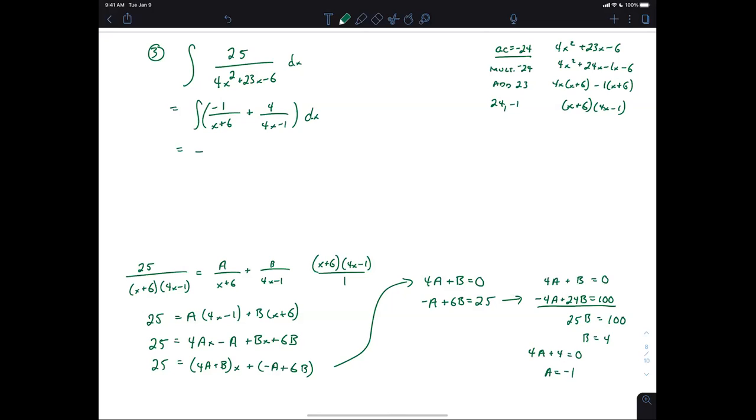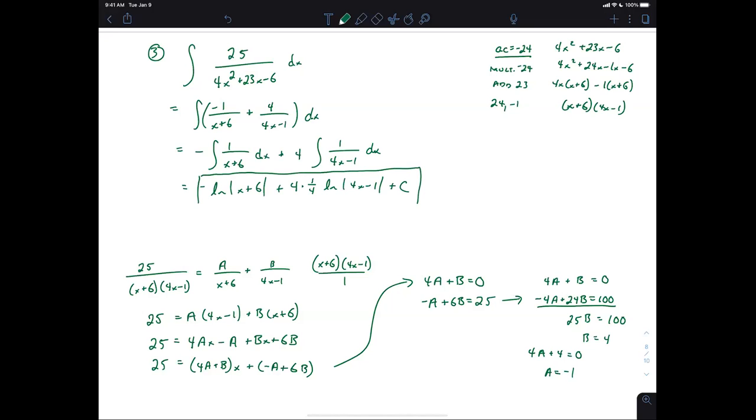We split that into 2 integrals. And now the first one is negative log absolute value x plus 6. The second one's a quick u sub, but it's 1/4 log absolute value 4x minus 1. Those 4's can cancel. But just because of time, I'm not going to write that very last step. But you can cancel the 4 and the 1/4 out. But that answer will work. Does that make sense?